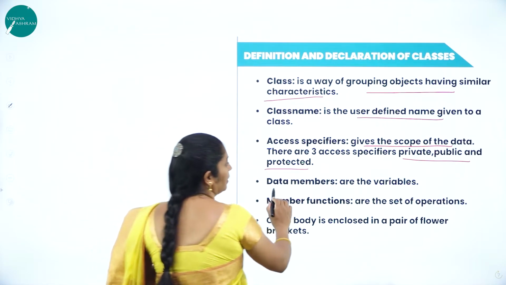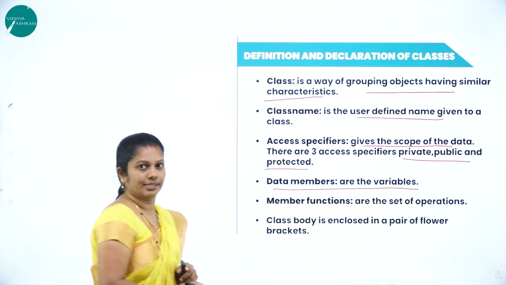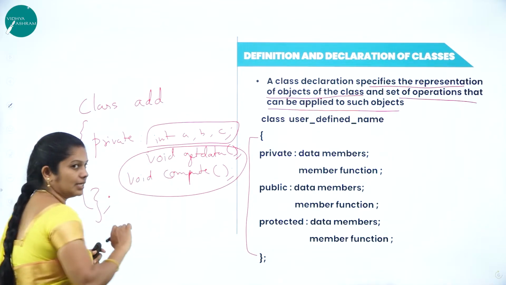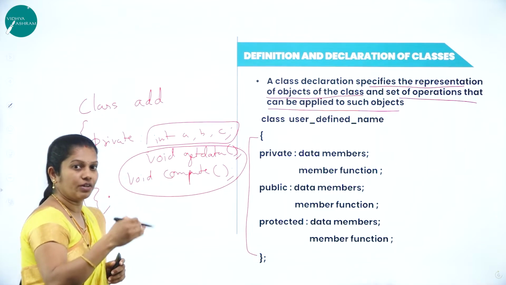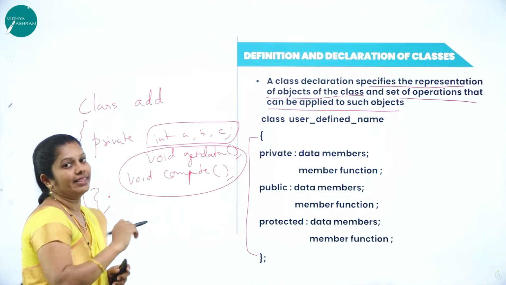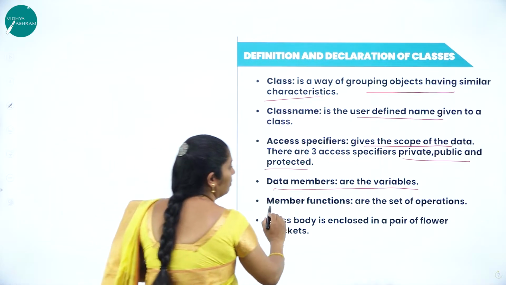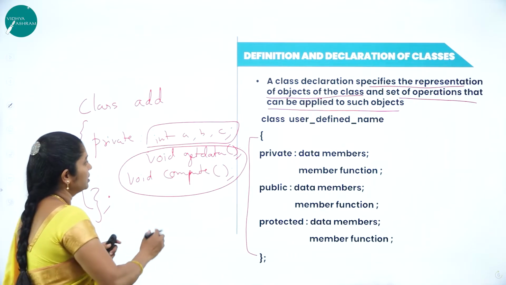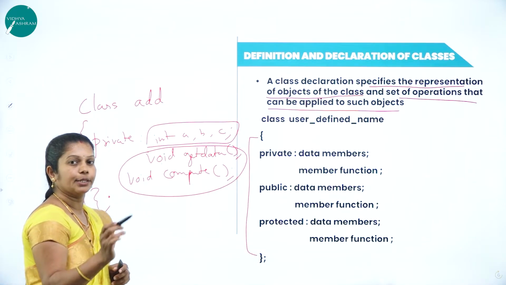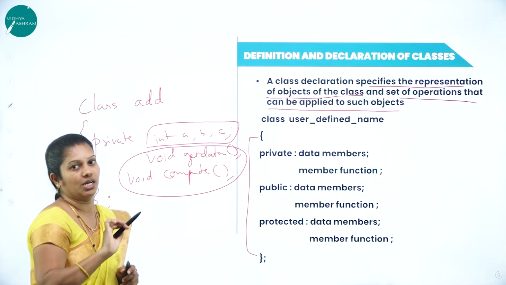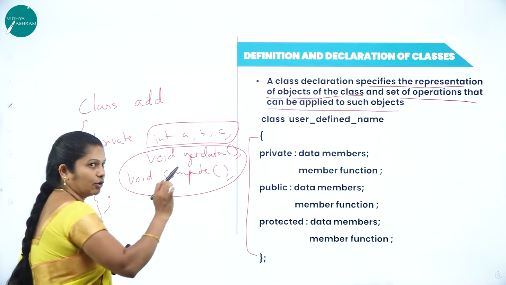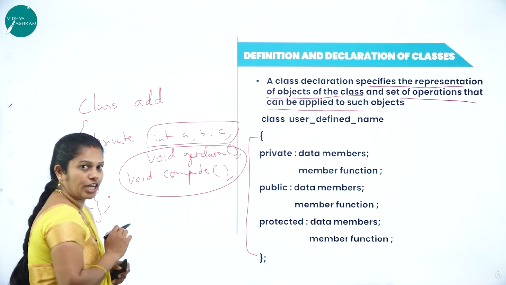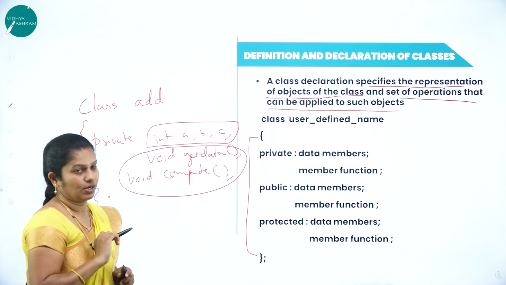Then data members are the variables. If you observe this example, A, B, C are the variables. Whichever variables in the program we require, we will declare here. Then member functions are the set of operations. Here, void getdata and void compute are the operations, the functions. So A, B, C can be called data members, and void getdata, void compute can be called member functions.